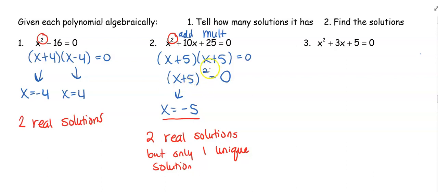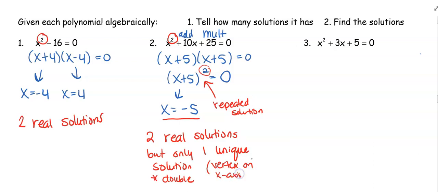When we have this x plus 5 quantity squared, this is going to count as a double root. So it counts twice. It's a repeated solution. We just have to be careful and remember that this happens when the vertex is on the x-axis, or that's where your intersection point is. You only have that one intersection point. So this is the one that can kind of throw us off a little bit. It is two real, it's just one unique number.